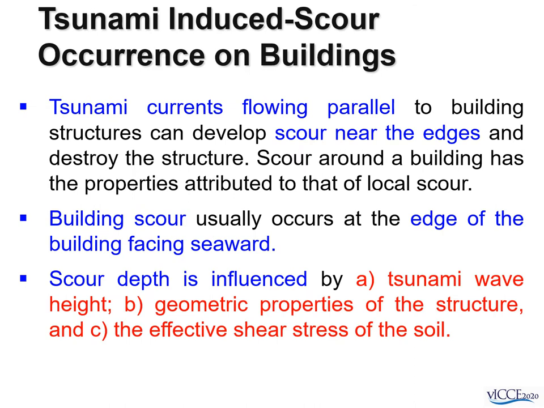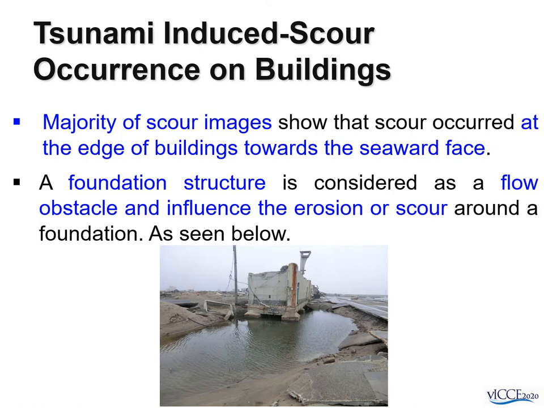I will now give an overview of how tsunami-induced scour occurs around buildings. In general, structures can develop scour near the edge of the structure. It is observed that building scour usually occurs at the edge of the building facing the seaward side. The scour depth is affected by the tsunami wave, geometric properties of the building, and shear stress. A majority of scour images show that scour occurred at the edge of buildings toward the seaward face.